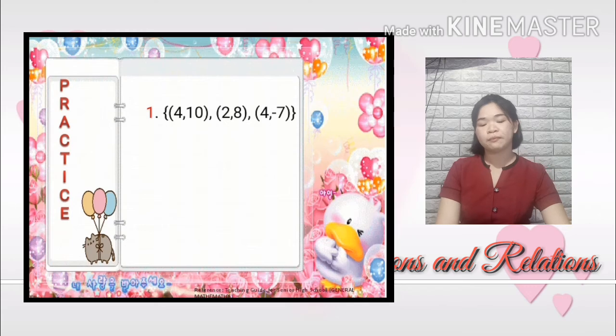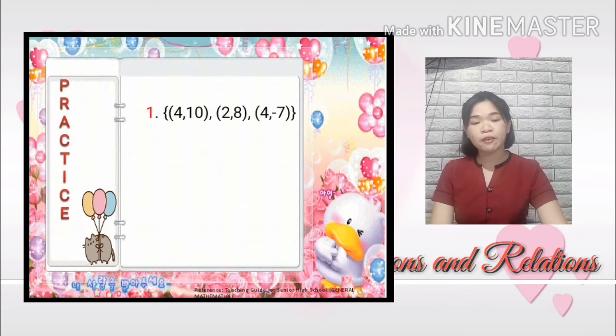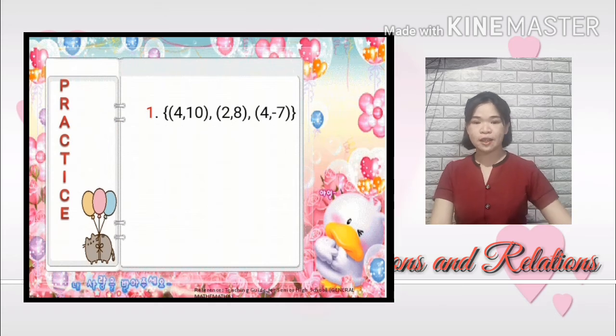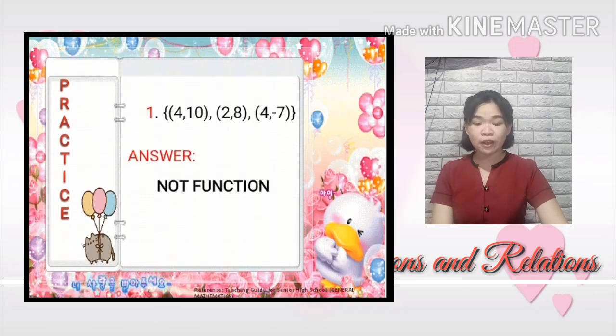Okay, so number 1, a set of (4, 10), (2, 10), (4, negative 7). So is this a function or relation? Write it on your paper. Let's see. So that is not a function. Why? Because if you look at the domain, the domains are the set of 4, 2, and 4 again. Therefore, 4 has been repeated. Therefore, this is not a function.